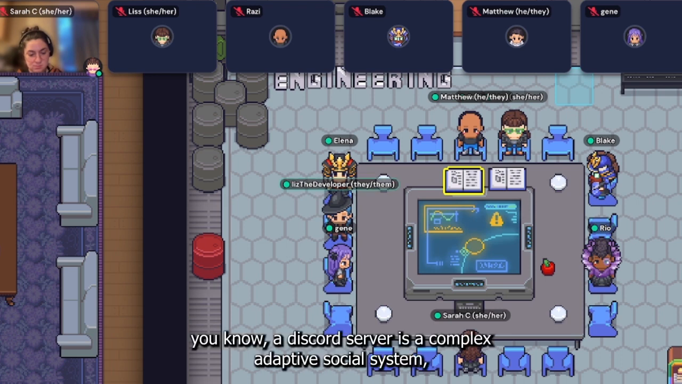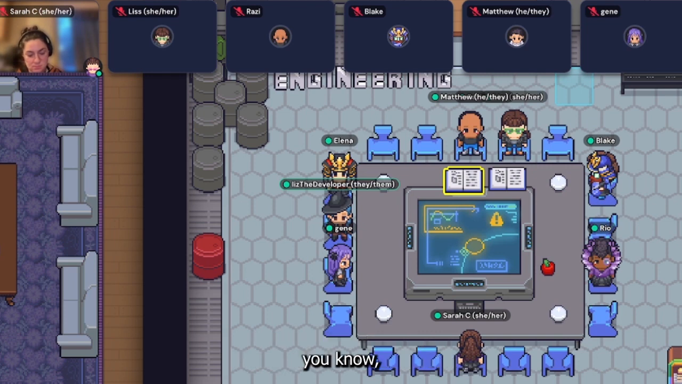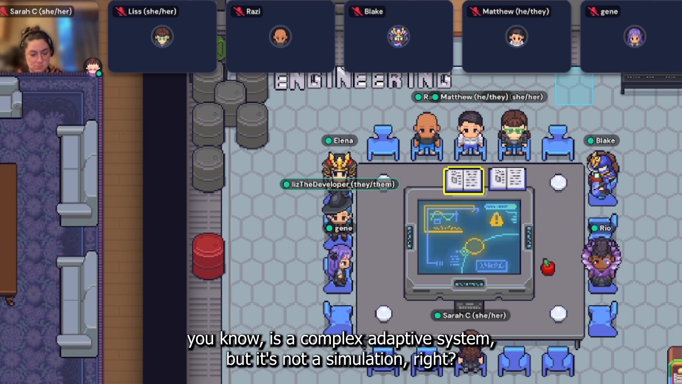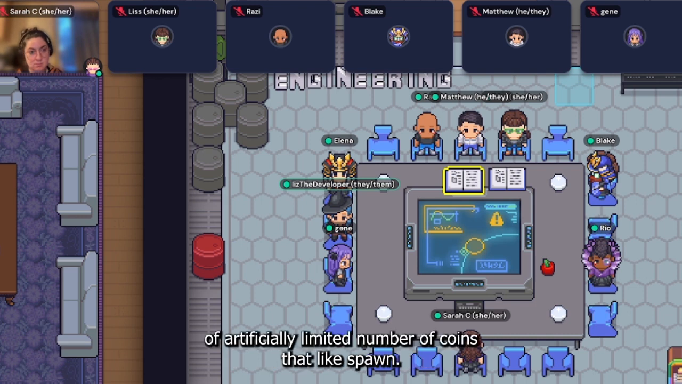A Discord server is a complex adaptive social system, but it's not a simulation. It's people in the Discord server. A social media site is a complex adaptive system, but it's not a simulation, right? Because there's no fake players. There's no artificially limited number of coins that spawn.